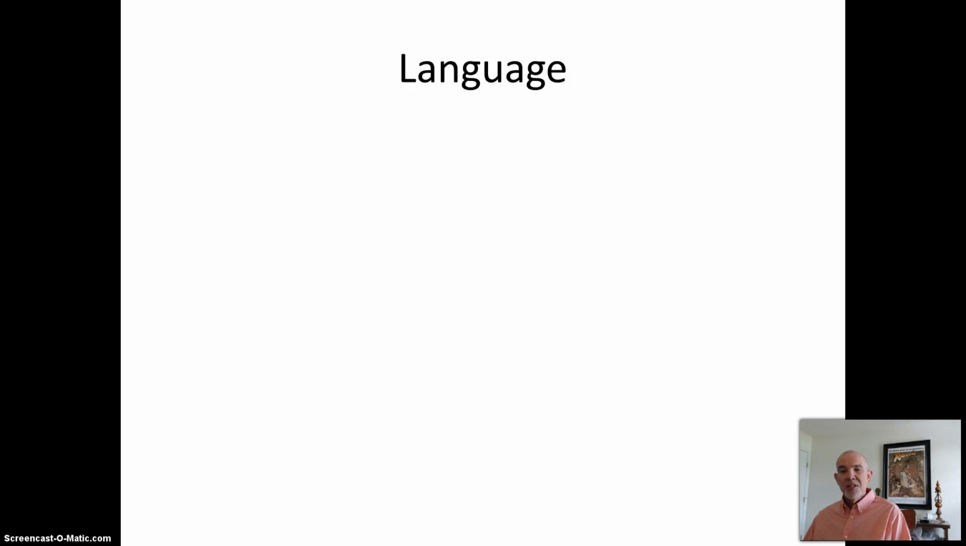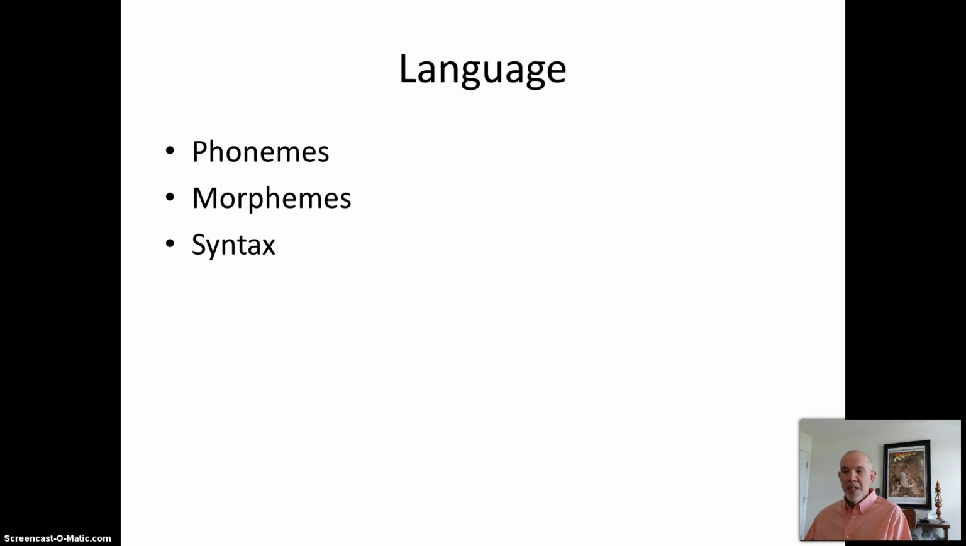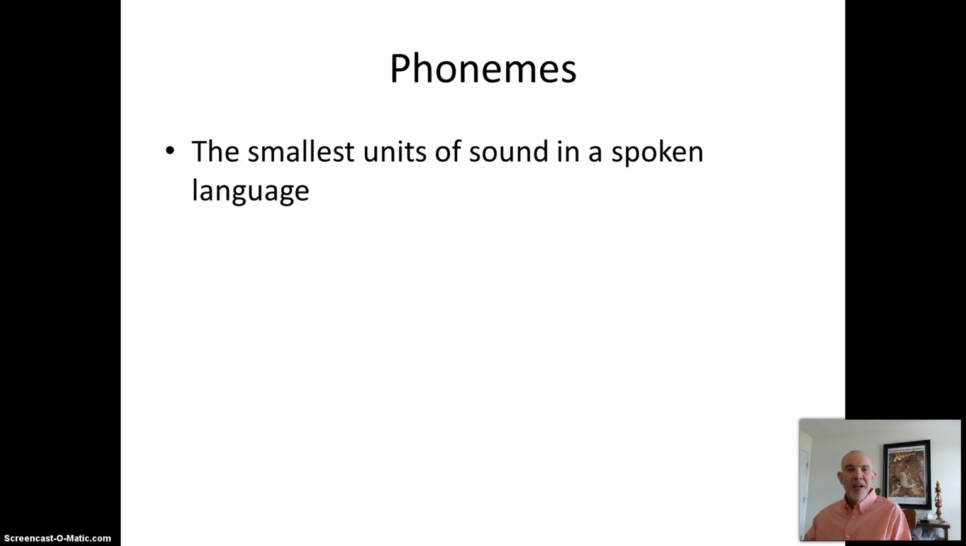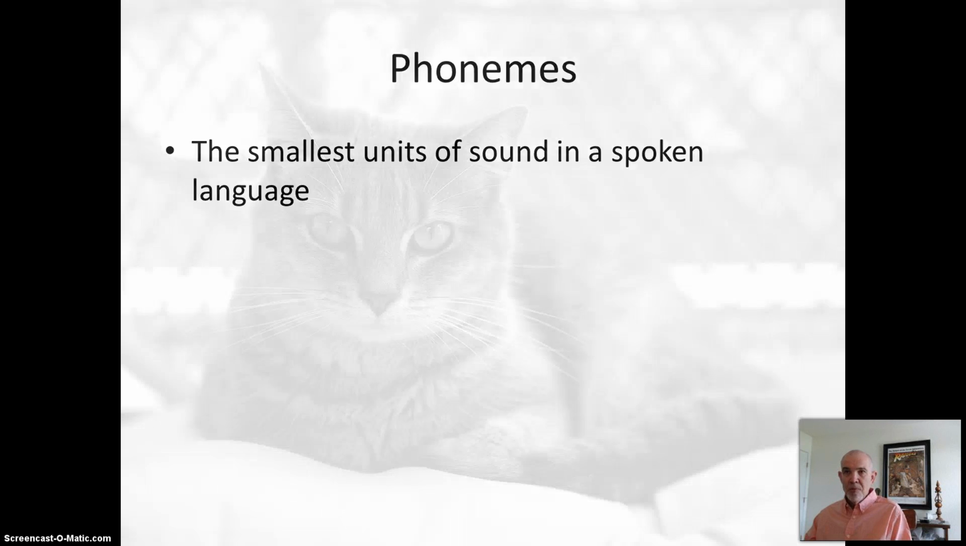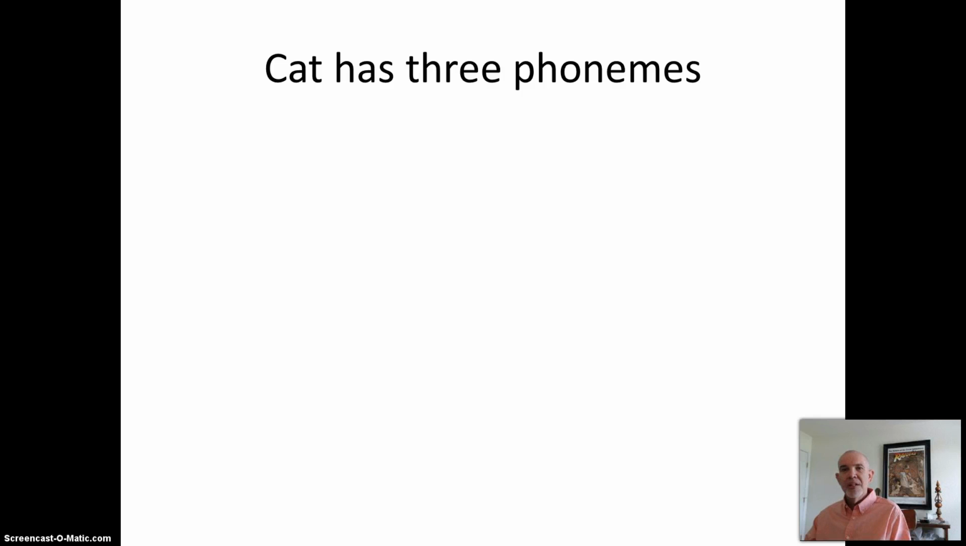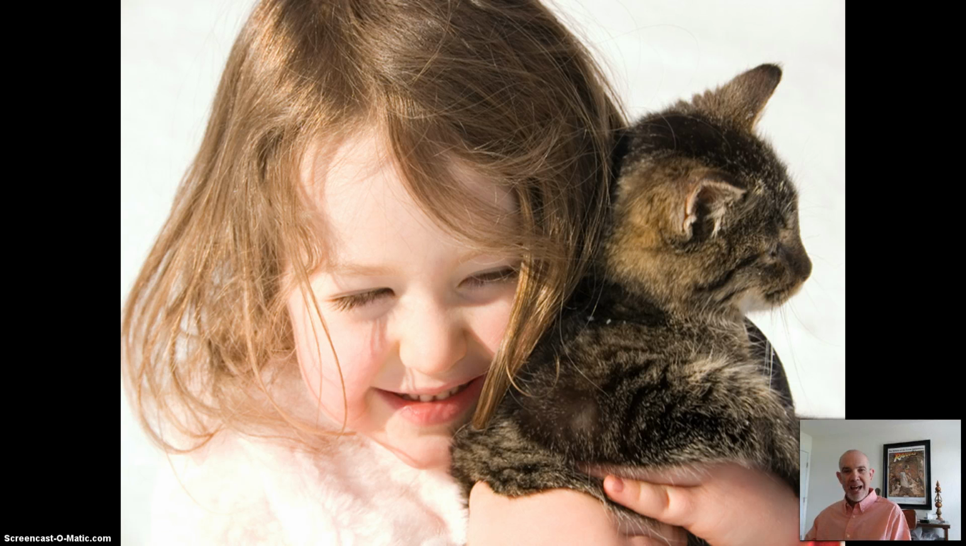Language has several components, including phonemes, morphemes, syntax, semantics, and pragmatics. Now I'm going to give a definition of each one of these and illustrate them. Phonemes are the smallest units of sound in a spoken language. For example, the word cat consists of 3 phonemes. Ka, a, ta. Cat.